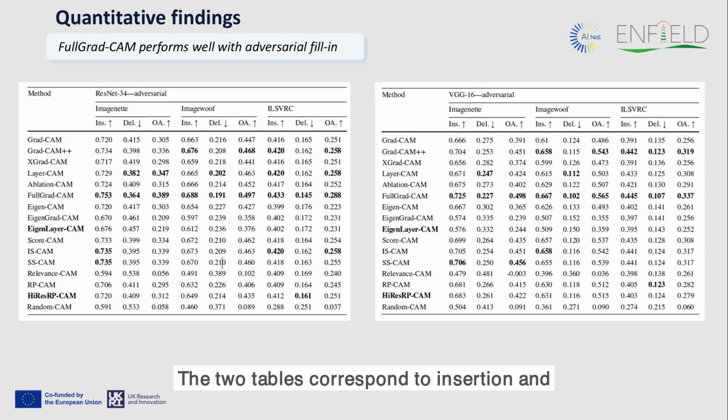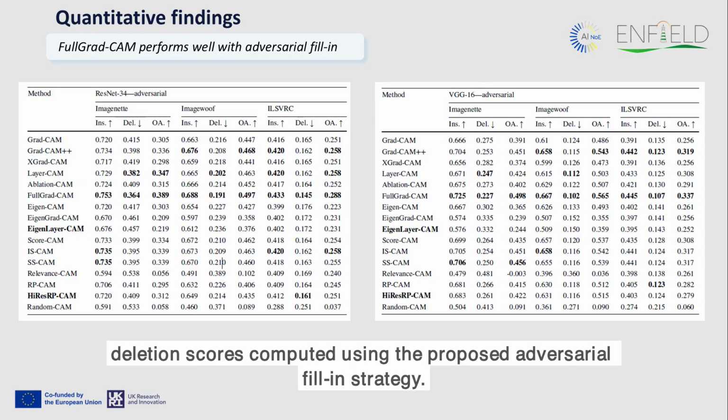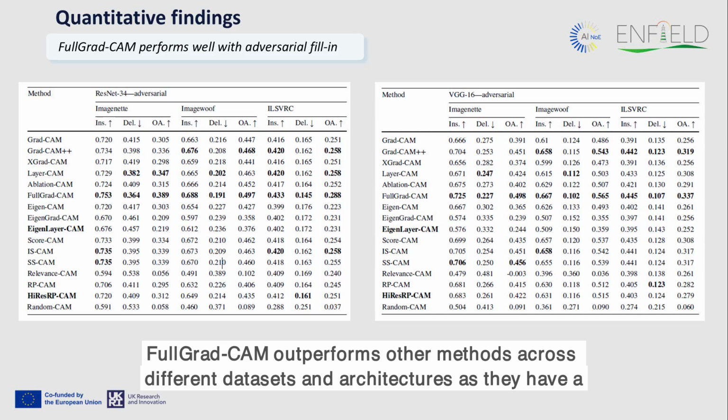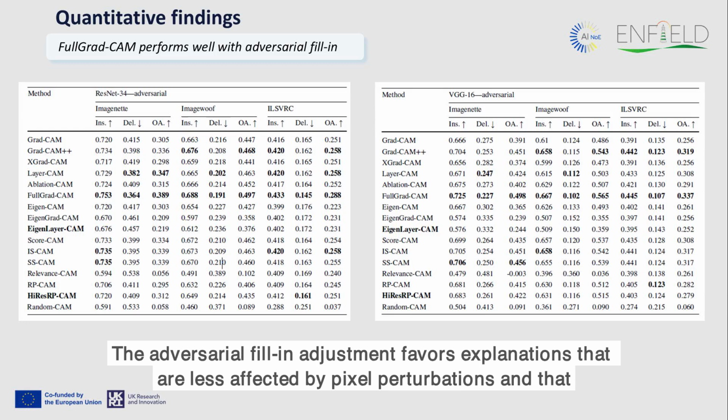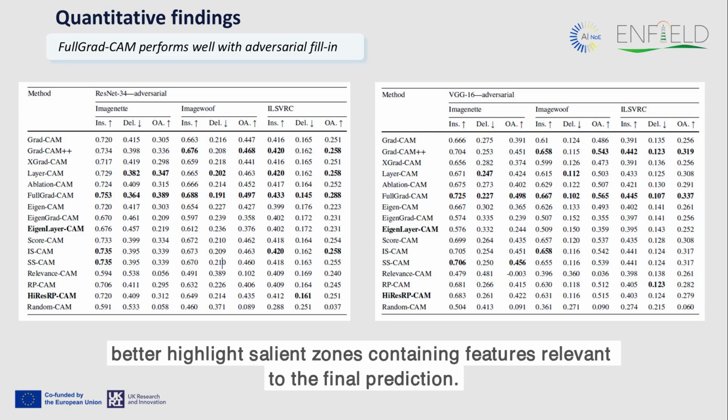The two tables correspond to insertion and deletion scores computed using the proposed adversarial fill-in strategy. Full GradCAM outperforms other methods across different datasets and architectures, as they have a weaker dependency on highly specific input features. The adversarial fill-in adjustment favors explanations that are less affected by pixel perturbations and that better highlight salient zones containing features relevant to the final prediction.